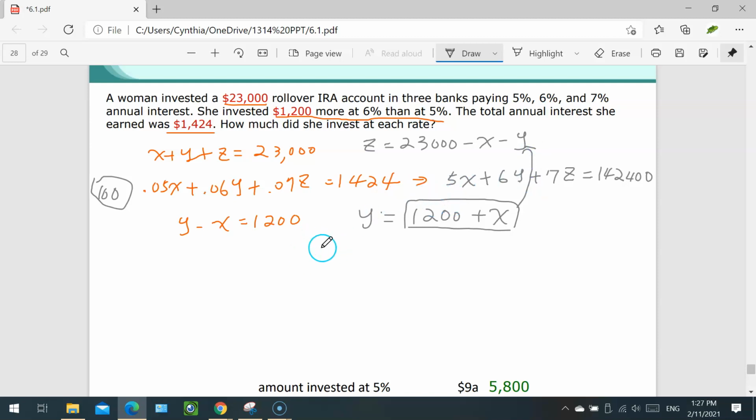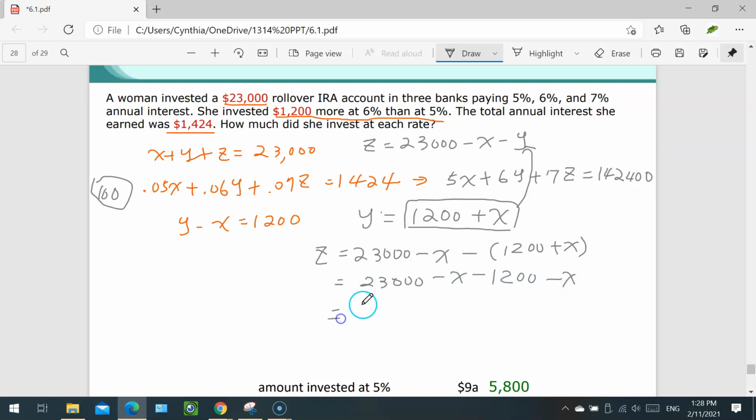So let's do it. z is equal to 23,000 minus x minus y. y has 1200 plus x. So from here, we can simplify from 2 unknowns x and y into the single unknown x. So minus x minus 1200 minus x. Now we get 21800 minus 2x. So this is z. z is equal to 21800 minus 2x.